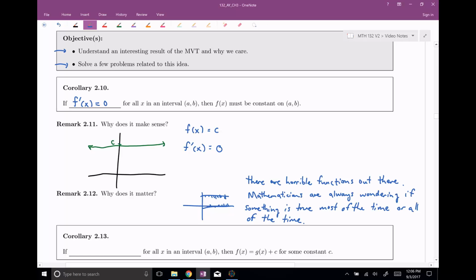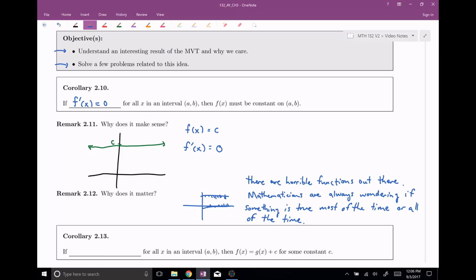All right, so I decided to jot down some words here. And again, the reason why it matters is because there are some really horrible functions out there. And mathematicians are always wondering if something is true most of the time or all of the time. And we really hope that it's true all of the time, and then it becomes a theorem. So in this case, it is true all of the time. The only way that you can get something with a derivative being equal to 0 on some interval is for that function to have been constant.